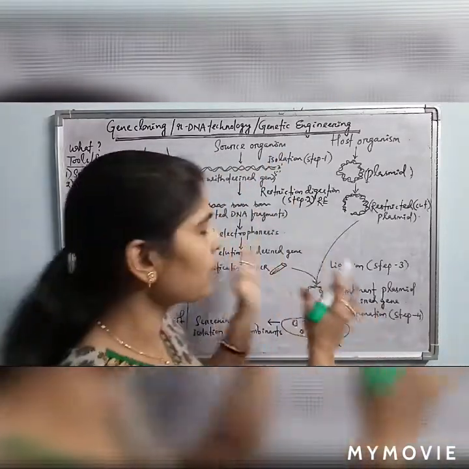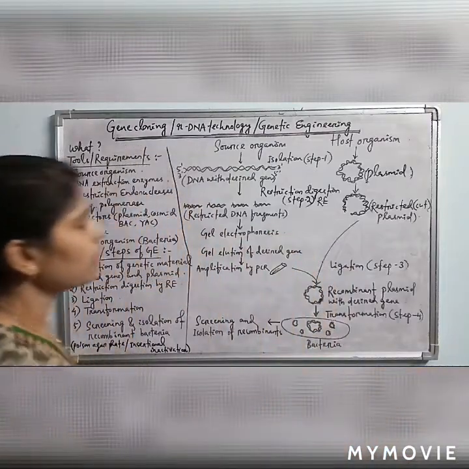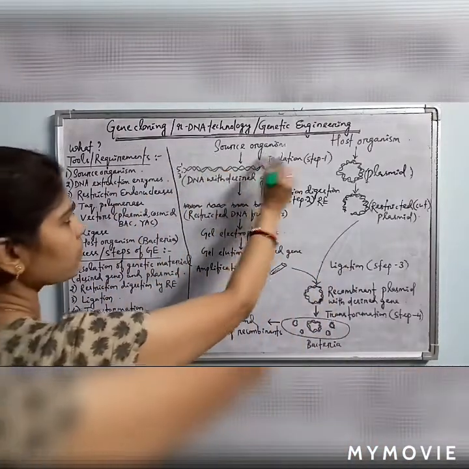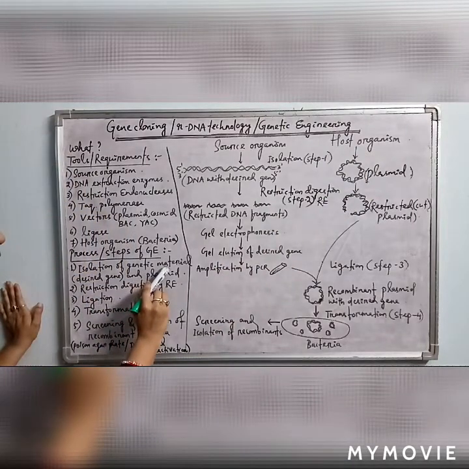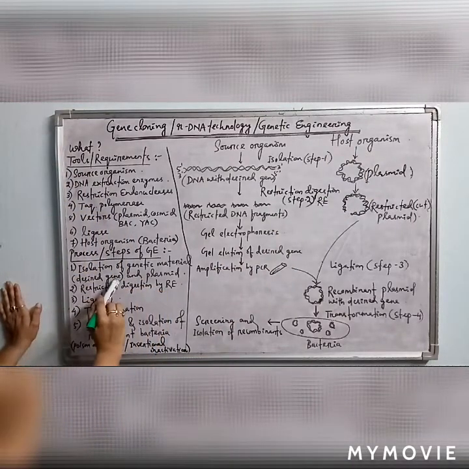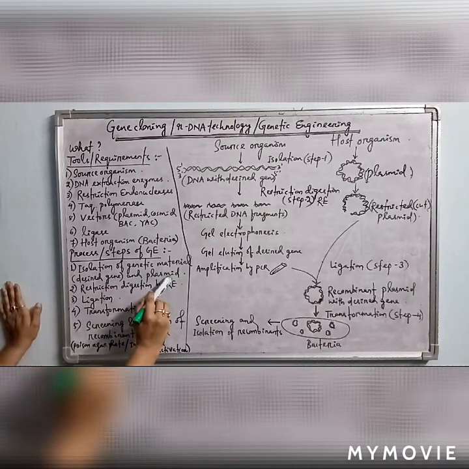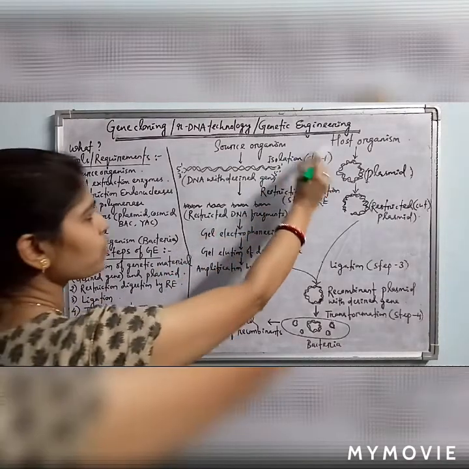A diagrammatic representation is there for the gene cloning procedure. See, first the source organism, then the host organism. I have told you the first step is isolation of genetic material, having the desired gene from the source and the plasmid from the host. So the first step is isolation, step 1.